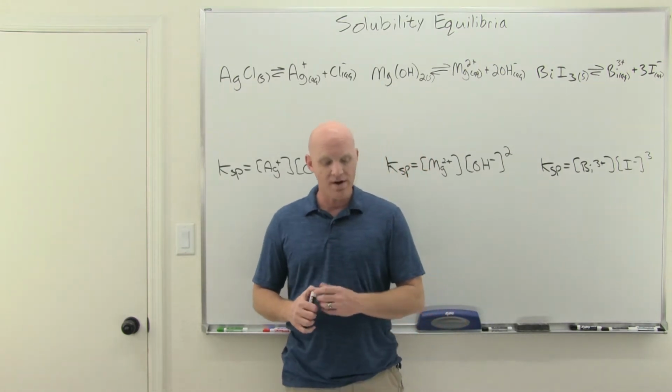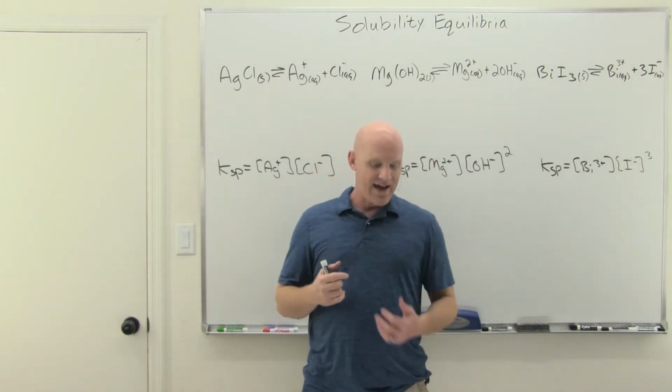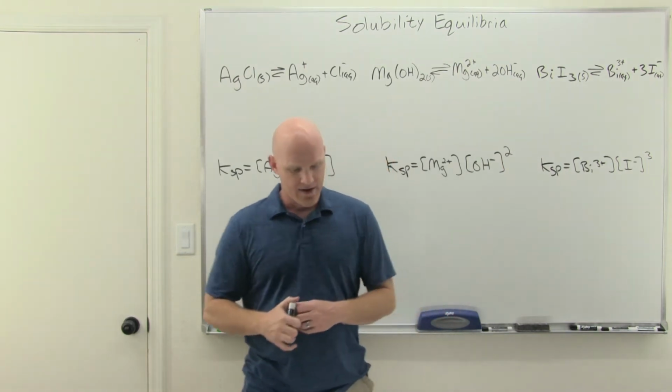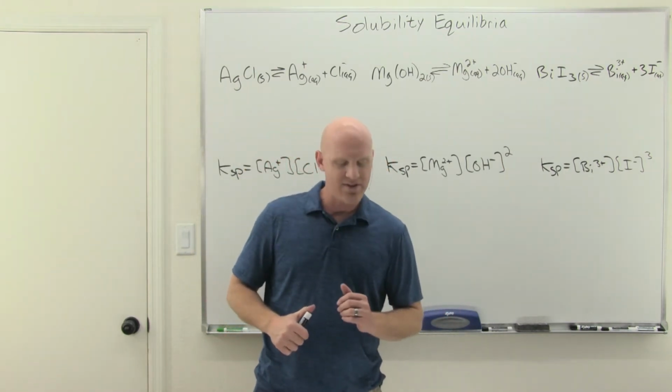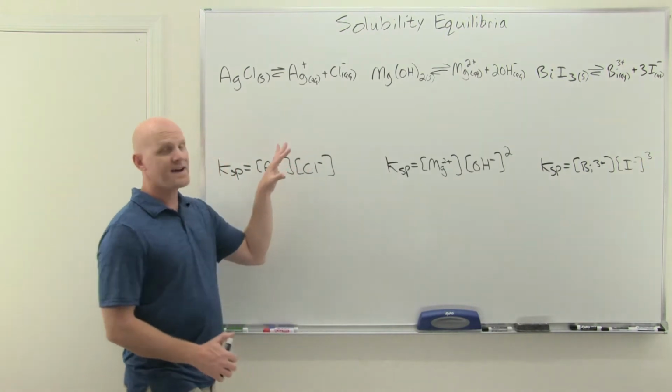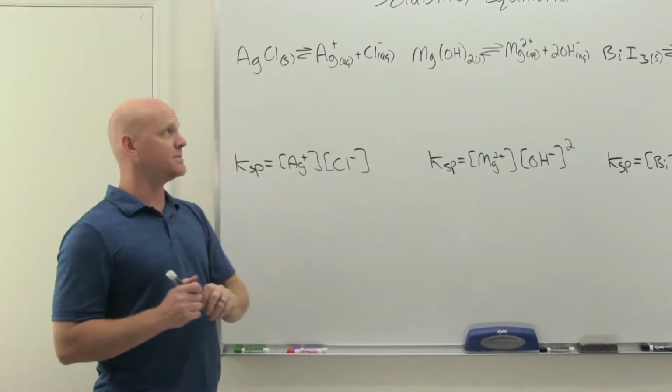First question on your handout is, what is the molar solubility of AgCl? And a KSP is given of 1.8 times 10 to the negative 10. Let's fill in our ICE chart first before we talk about what the molar solubility is.